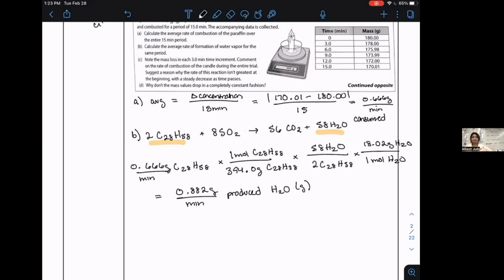Isn't it really decreased significantly though? Yeah. I feel like the question was asking why isn't it? Yes, just a reason why the rate of the reaction isn't greatest at the beginning, with a steady decrease as time passes. Why it isn't with the steady decrease as time passes? Oh, I didn't misread that whole question. Yes. Oh, that's exciting. Man, I shouldn't have clicked record yet. Sorry, guys.